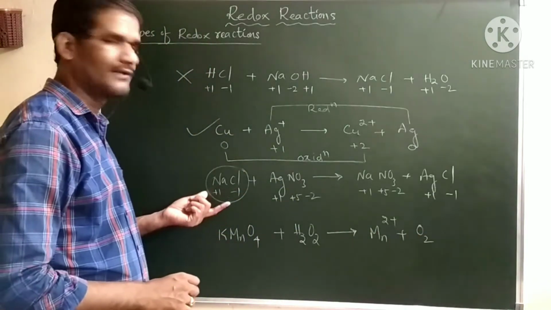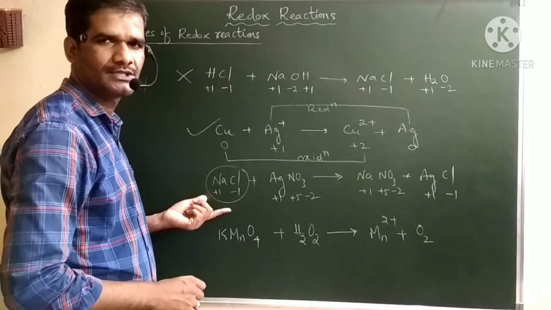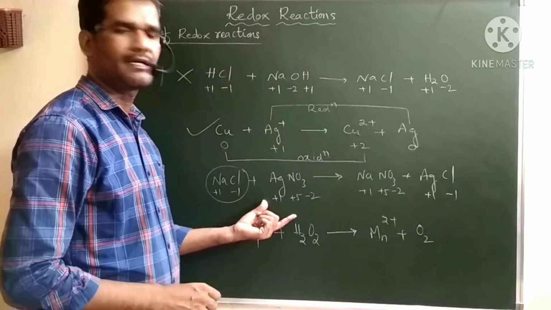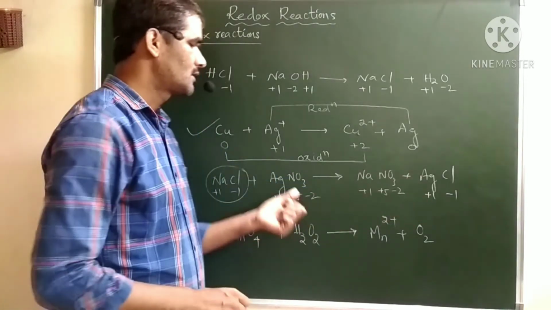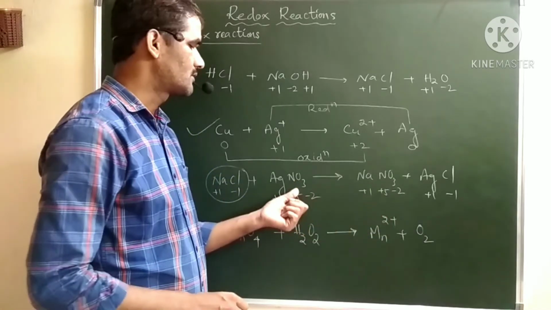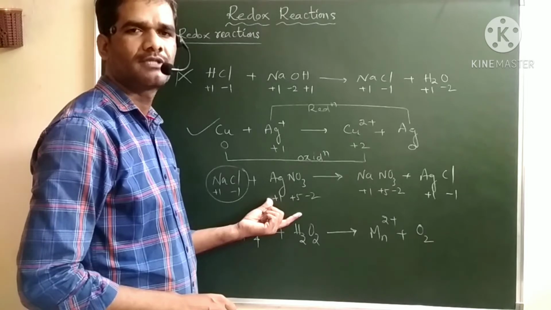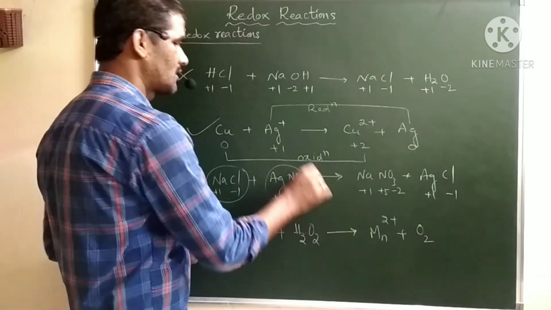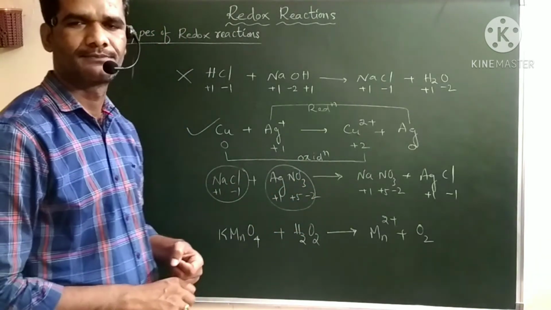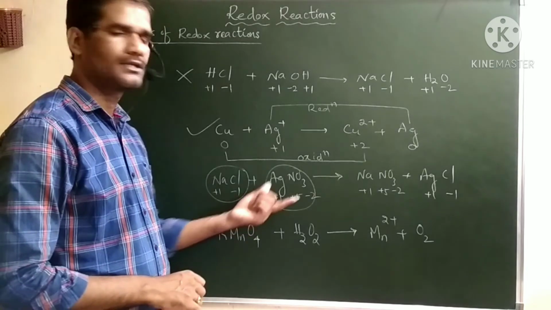So none of the elements is undergoing a change in oxidation state. Similarly in silver nitrate: Ag +1 to +1, nitrogen +5 to +5, oxygen -2 to -2. Again, none of the elements here changes its oxidation state. This substance is also neither undergoing oxidation nor reduction.